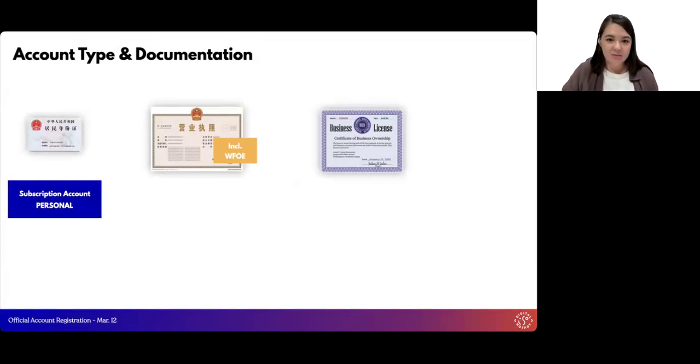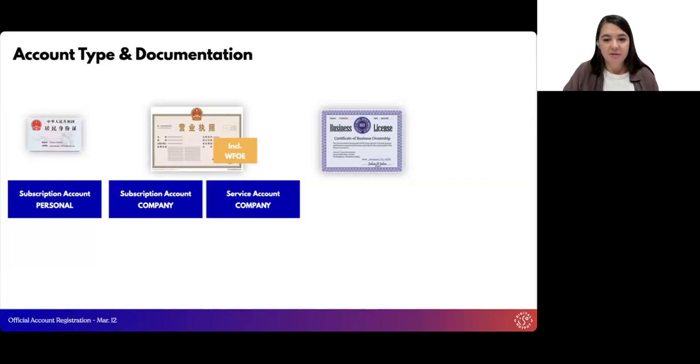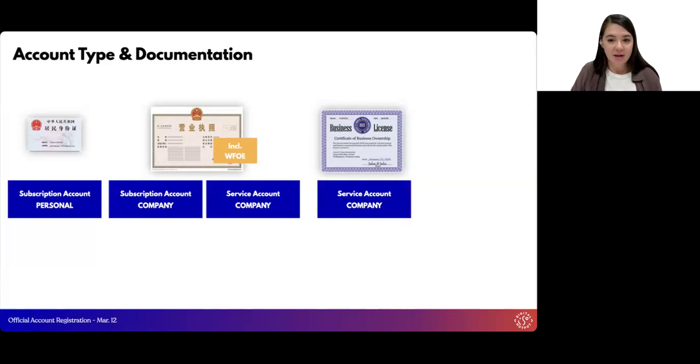Then if you have a Chinese business license with that, you can apply for either subscription account, the one that can post on a daily basis, or you can apply for a service account. So with a Chinese business license, you can apply for both of them. It's up to you, depending on your needs. But if you have a foreign business license, you can apply for a service account only, means the one that can post 4 times per month. So you cannot be the one that is posting on a daily basis, right?